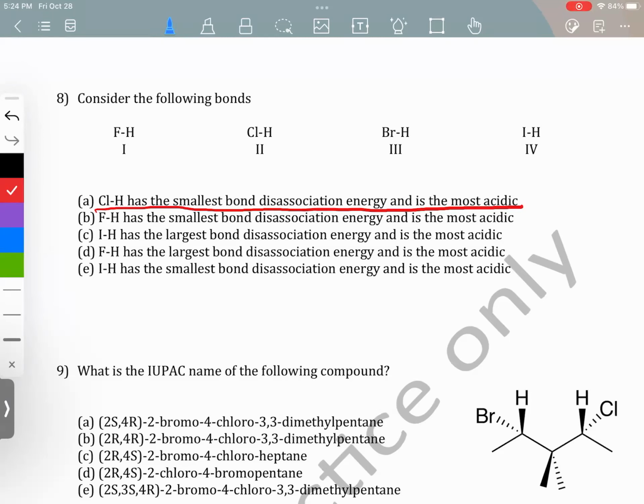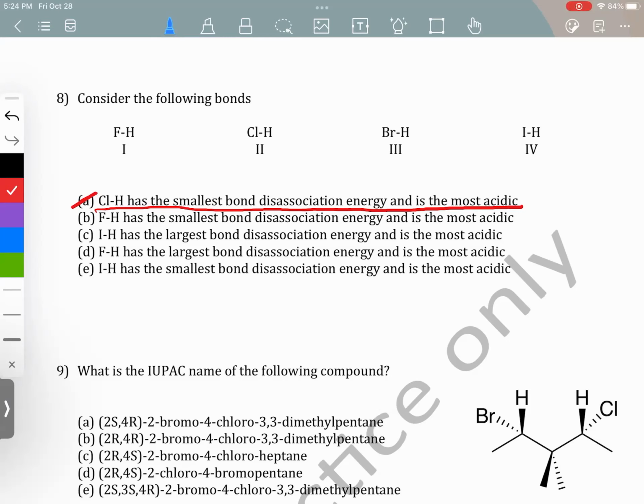Do you think that's true? No. It's not true. The chlorine hydrogen molecule here doesn't actually have the smallest bond dissociation energy. Another molecule does. Because we see a molecule that's much bigger than chlorine here.